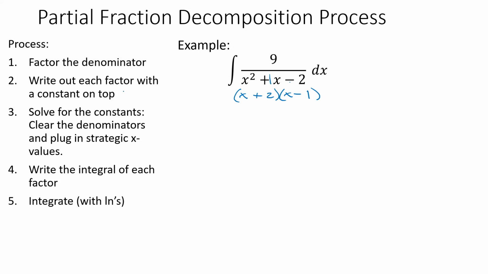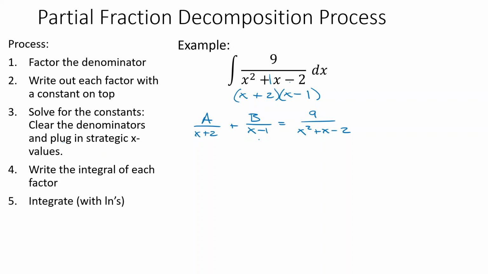So now it's factored. Step 2: write out each factor with a constant on top. So we'll say that it's a over x plus 2 and b over x minus 1, and that would be equal to 9 over x squared plus x minus 2, like that. All right, so that's step 2. Step 3: solve for the constants. Clear the denominators and plug in strategic x values.